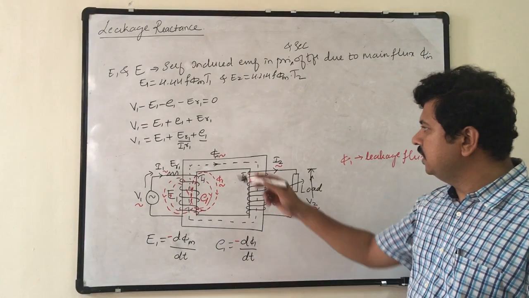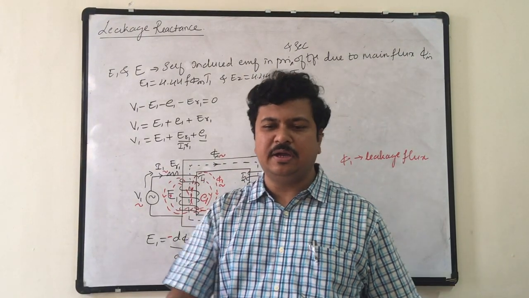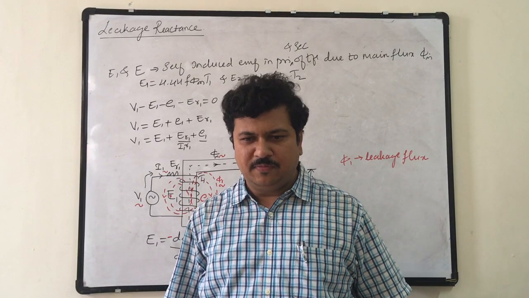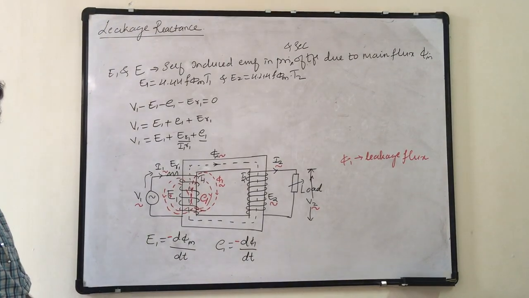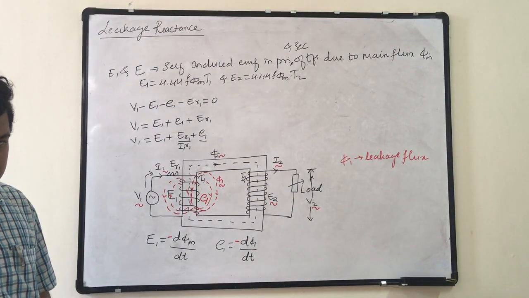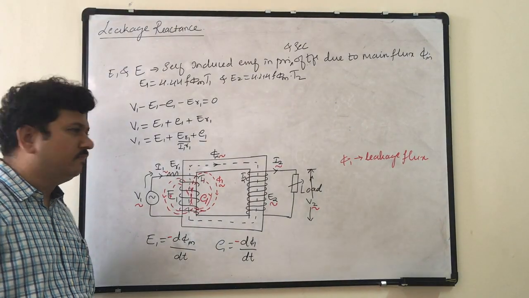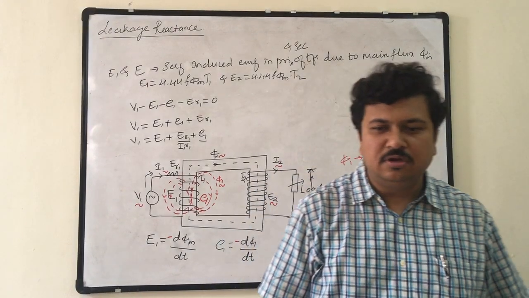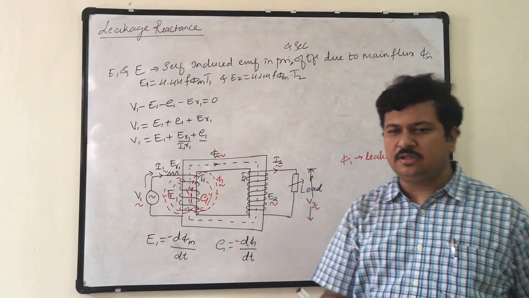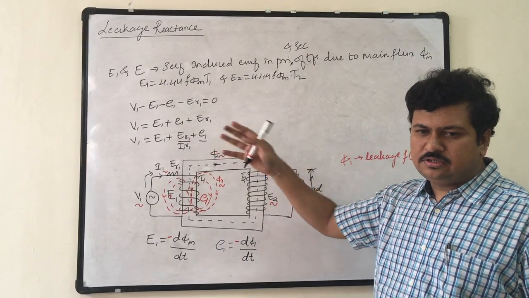If I have to mention the EMF induced due to the inductance of the coil, I should be writing it as L di by dt. If I write that L di by dt, what will happen? It will become a differential equation. This simple equation will become a differential equation. Solving a differential equation is more difficult than solving a simple linear equation. This is one case.